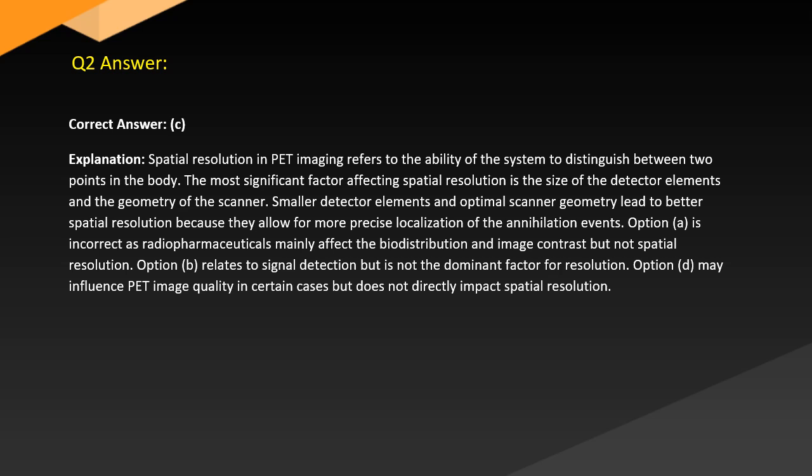Answer. Correct answer: C. Explanation. Spatial resolution in PET imaging refers to the ability of the system to distinguish between two points in the body. The most significant factor affecting spatial resolution is the size of the detector elements and the geometry of the scanner. Smaller detector elements and optimal scanner geometry lead to better spatial resolution because they allow for more precise localization of the annihilation events. Option A is incorrect, as radiopharmaceuticals mainly affect the biodistribution and image contrast but not spatial resolution.